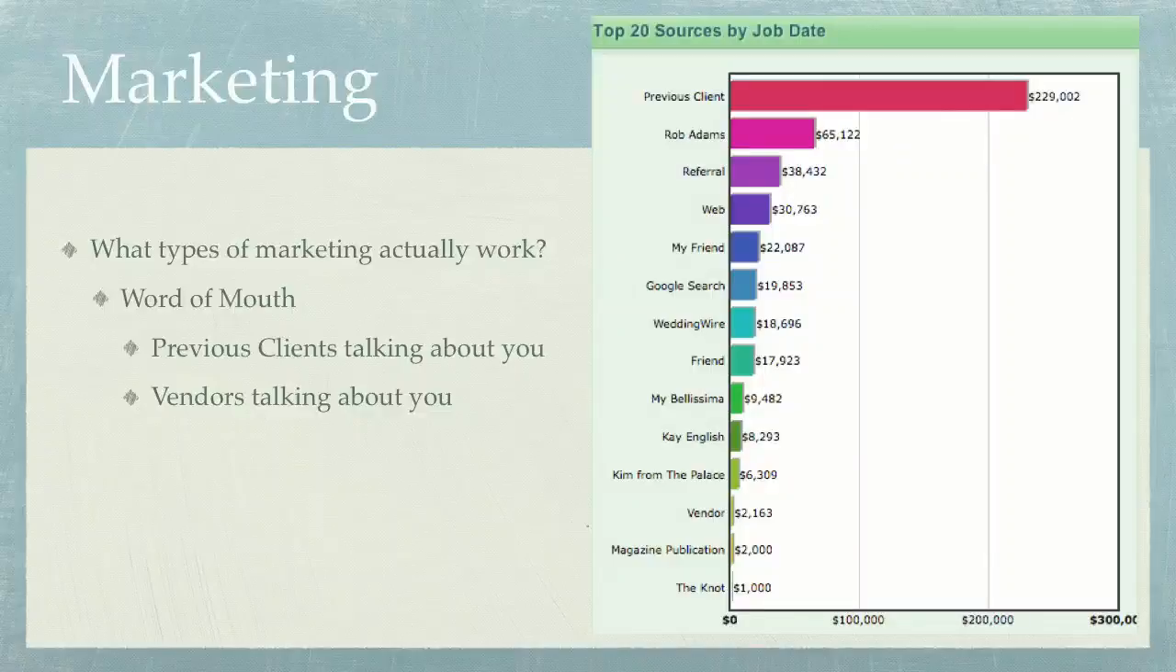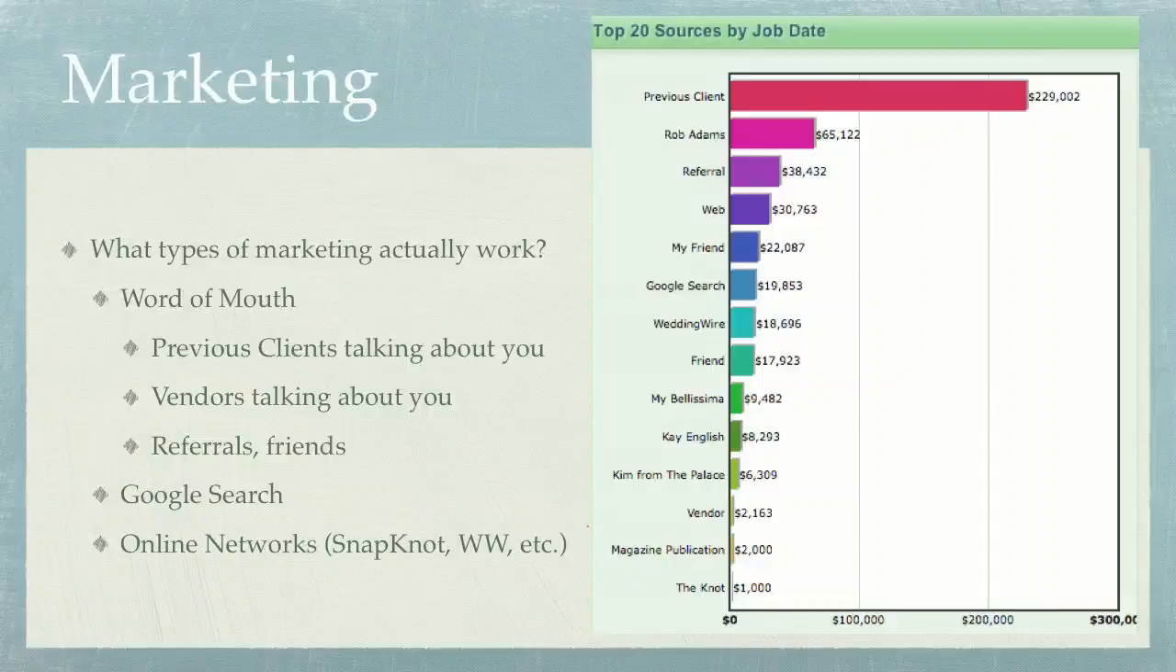But below that, we have referral, and then you can see some other ones on there. My BC, my K English, Kim from the Palace, generic vendor. They're all on there. These are the top 20 in my report. So vendors talking about you is definitely significant as well. It's all word of mouth, as well as referrals, friends. How do I make sure that the people around me who are getting married know that, hey, I'm a wedding photographer? So these are all different types of word of mouth, whether it's the clients talking about you, the vendors talking about you, or your friends talking about you. These are the things that actually work.